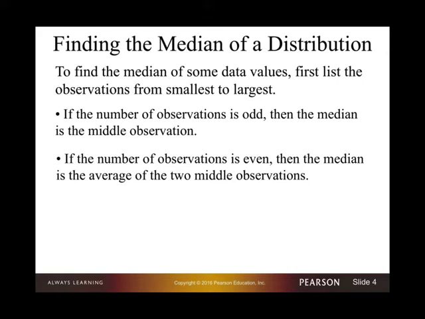But if your sample size, the number of data, is even, meaning like 2, 4, 6, 8, and so on, then the median will be the average of the two middle data. So you're going to find the two data in the middle and then find the average. Average means you add them up and divide by 2.